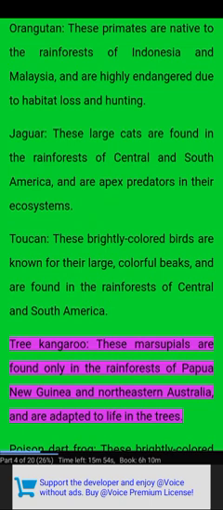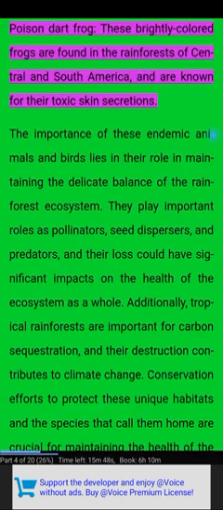Tree kangaroo. These marsupials are found only in the rainforests of Papua New Guinea and northeastern Australia, and are adapted to life in the trees. Poison dart frog. These brightly colored frogs are found in the rainforests of Central and South America, and are known for their toxic skin secretions.